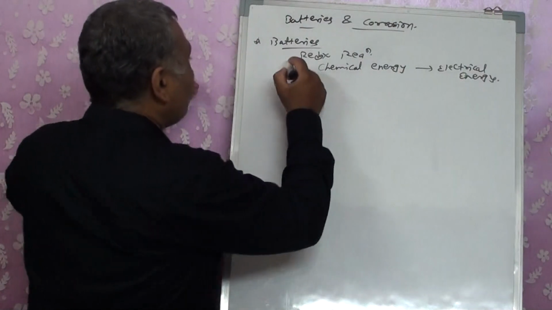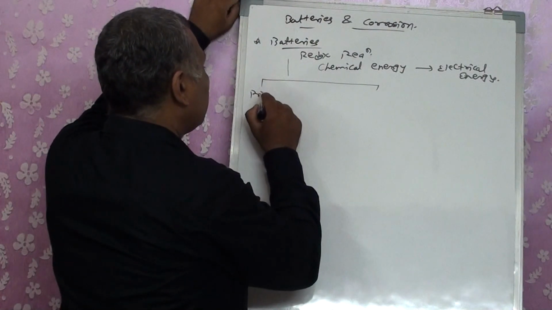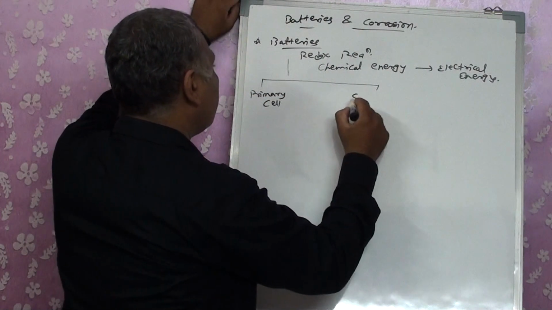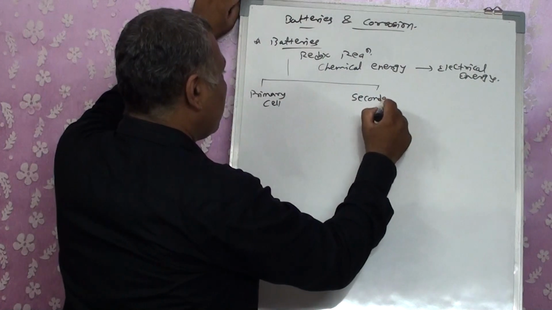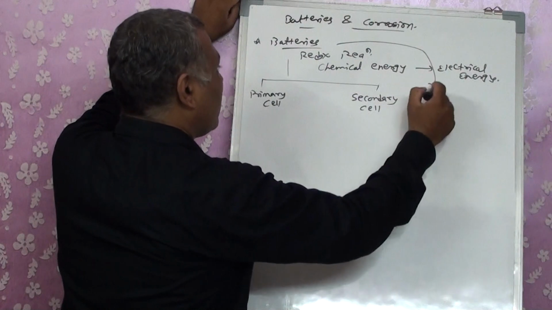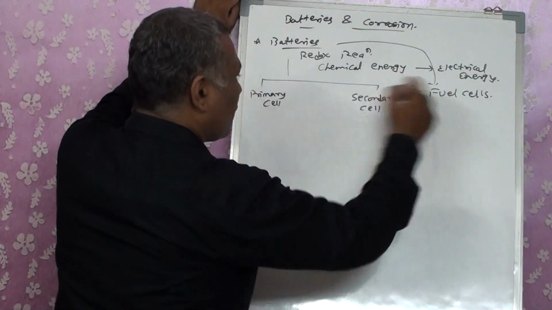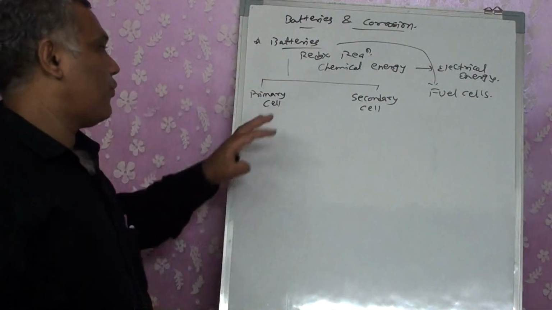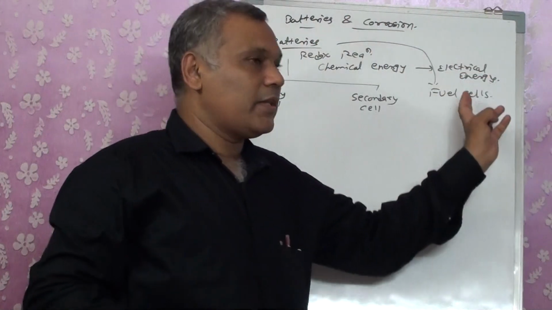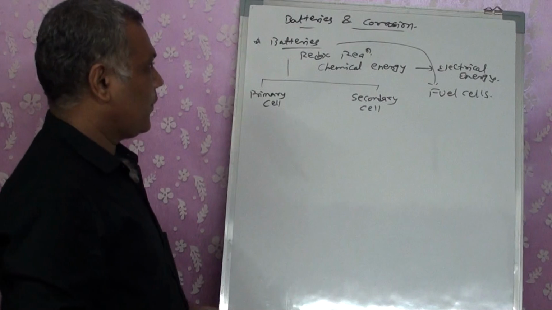These batteries, we classified into two types. One is primary cell and the second one is secondary cell. While we also get one type of it as fuel cells. Now this is totally different from it, right? So one is primary cell, one is secondary cell, and the another one, that is a type of battery that we work as fuel cells, right?